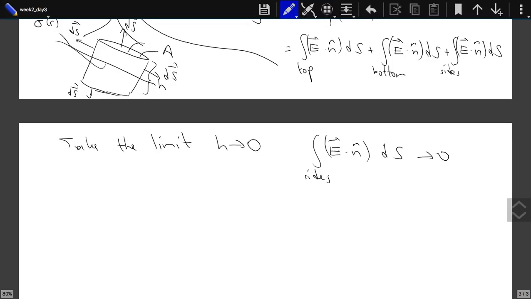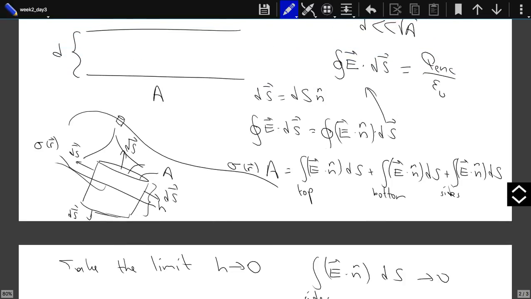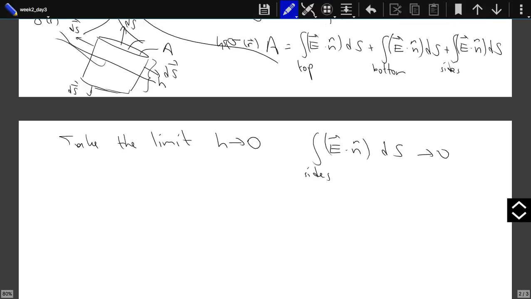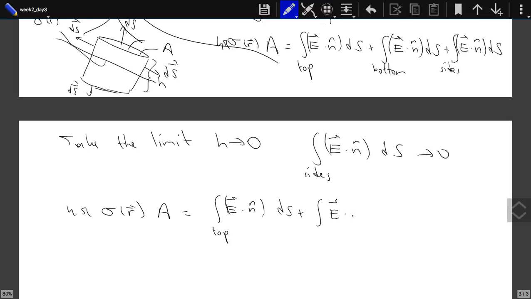Now Q enclosed here is nothing but sigma at the position r times A. Well, in our notation this semester we don't have this epsilon 0, we have 4 pi over here. So basically, in the limit h goes to 0, 4 pi sigma r A is equal to E dot n over the top plus E dot n over the bottom.